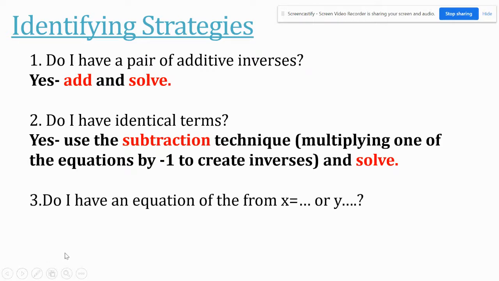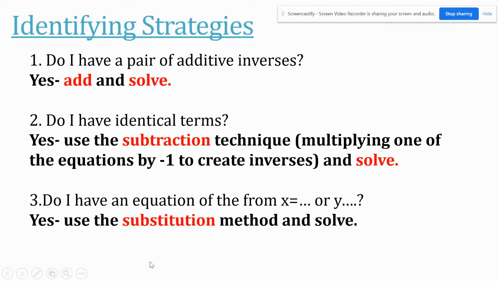And then the last method that we looked at, do I have an equation in the form of x equals or y equals? If the answer to that is yes, you're going to use that substitution method and solve. So these are the first three questions I always want you to ask yourself when we're taking a look at systems of equations. So what we're going to focus on is if the answer is no to all of these questions.